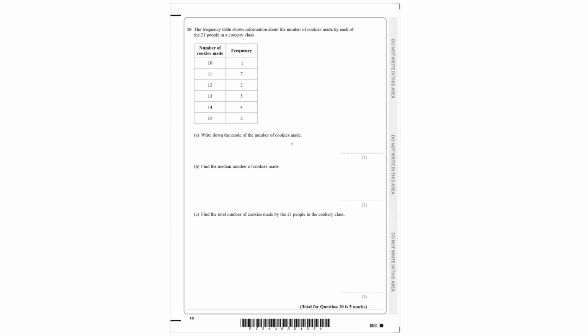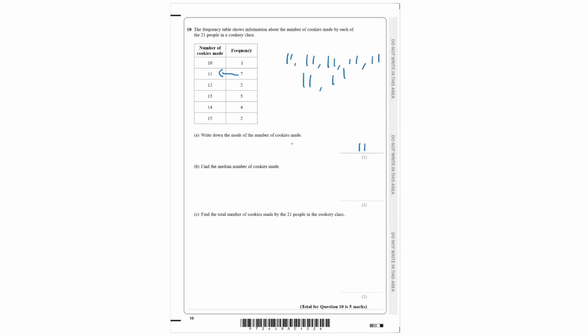The frequency table shows information about the number of cookies made by each of the 21 people in a cookery class. Write down the mode of the number of cookies made. So we can see that mode is the most common. So if we can find the highest frequency, which is 7, we can then see the highest amount of cookies made are 11. Now what this means is 11 is simply repeated 7 times. 5, 6, and 7. That's it.